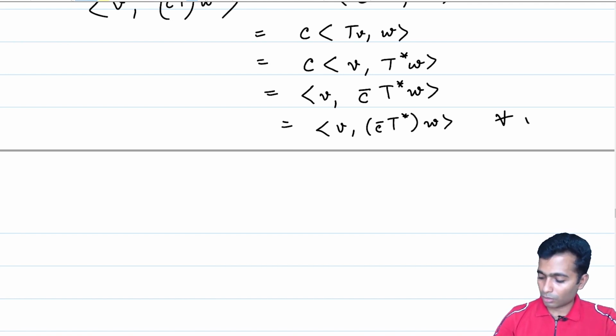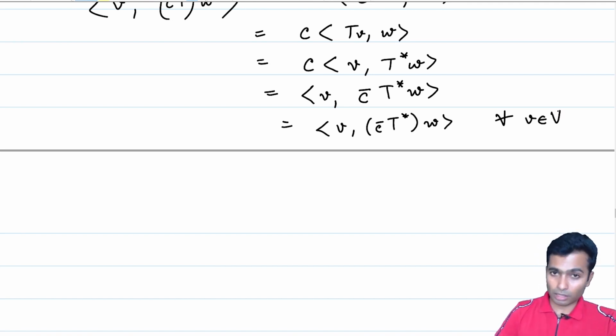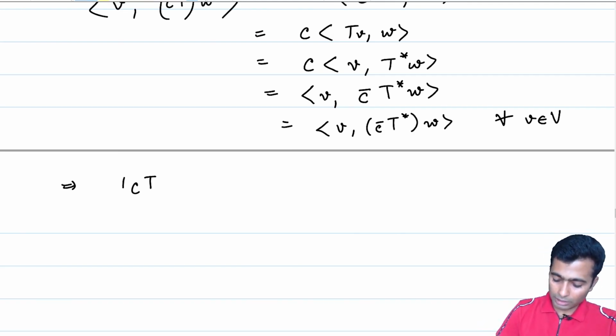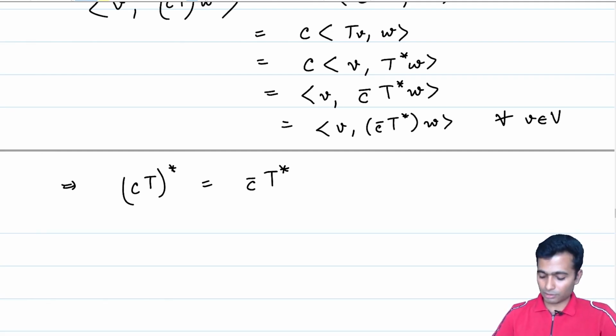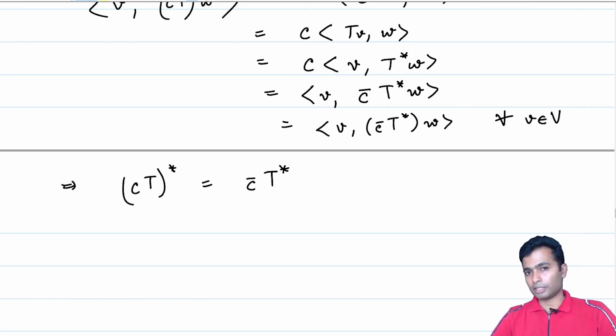This is true for all V in capital V, which implies (CT) star is equal to C bar times T star. See, I am skipping one step. This helps us conclude that (CT) star of W is C bar T star W for all W, and therefore, as linear transformations, (CT) star is equal to C bar times T star.